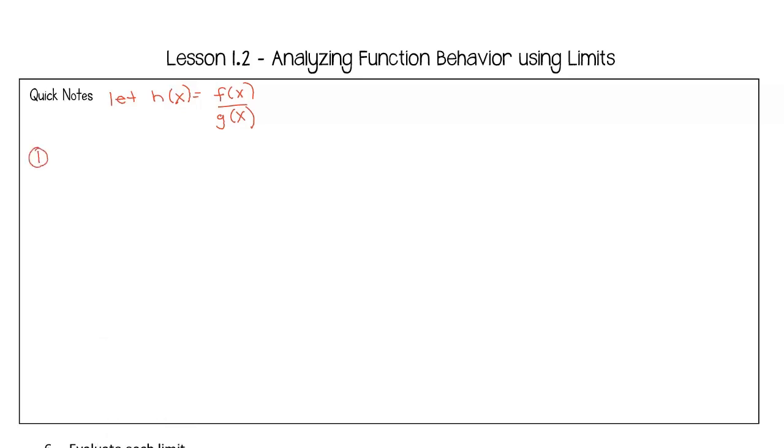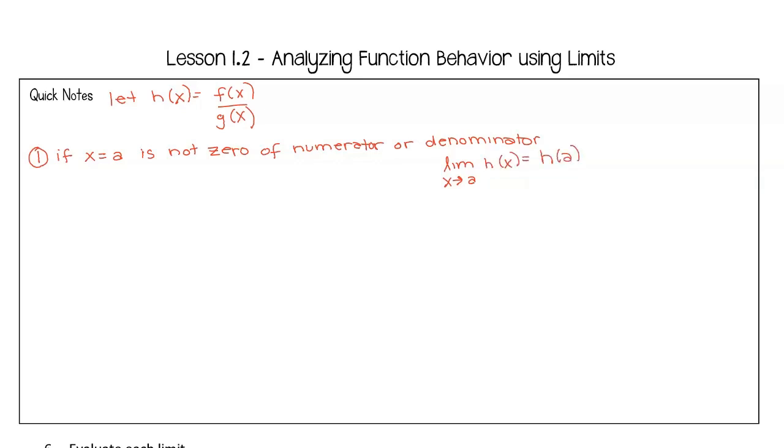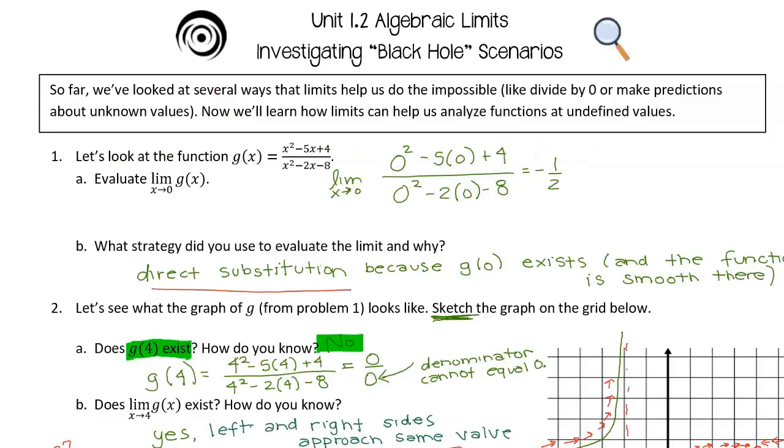The first one is if we plug in some value for x, so we'll just say a, and it is not a 0 for the numerator nor the denominator, then the limit as x approaches a of our function is just going to be h of a. This is direct substitution. That is what we did on problem 1.